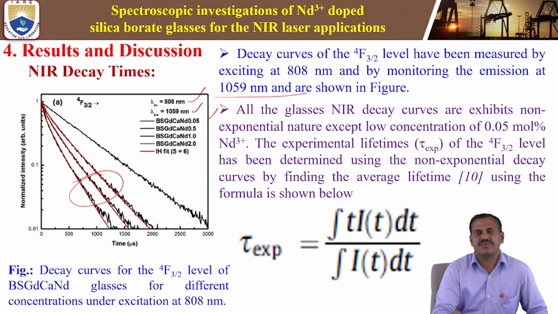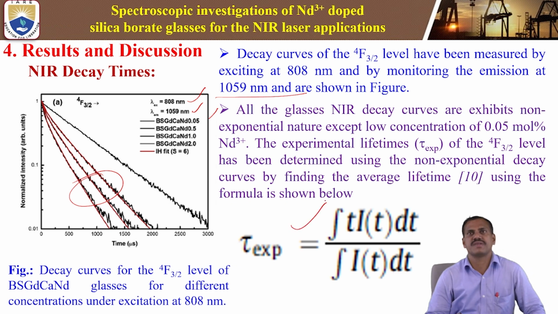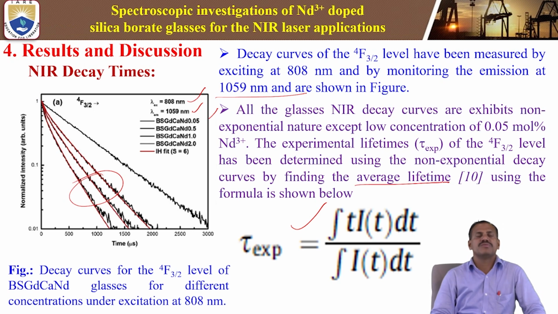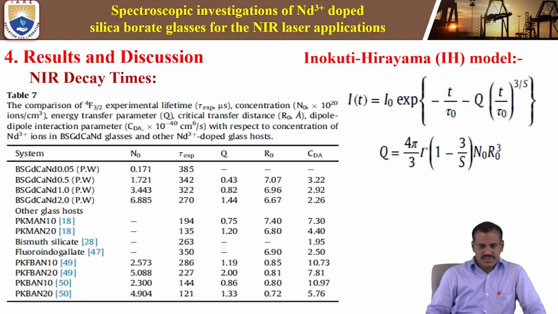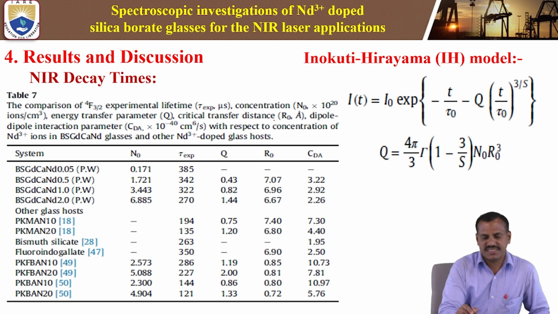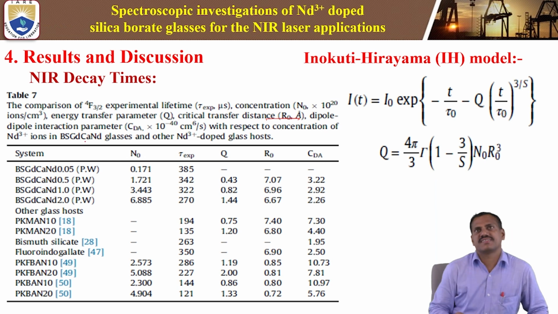These lifetime measurements were carried out using the formula tau experimental equals the integral of t times I(t) dt divided by the integral of I(t) dt. Using this formula, we can calculate the average lifetime of the Nd3+ doped silicaborate glasses. This table shows the N0 concentration value, tau experimental value, and the Q value, R0, and CDA. These are the energy transfer parameters. Q is the energy transfer parameter, R0 is the critical transfer distance in angstroms, and CDA is the dipole-dipole interaction parameter.